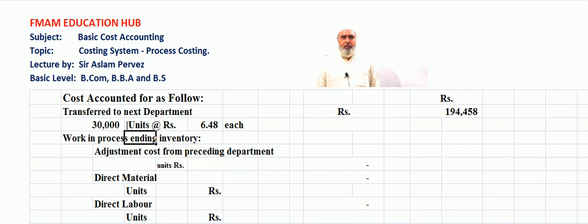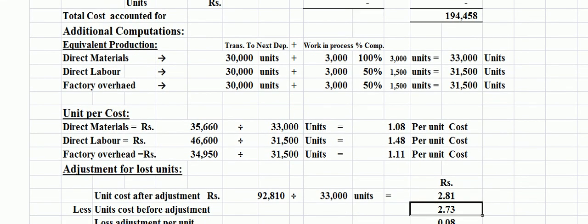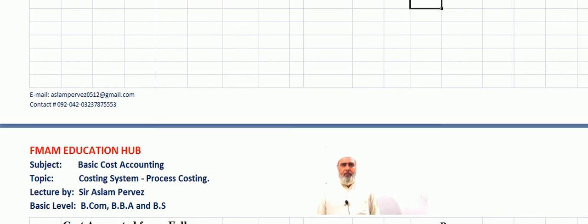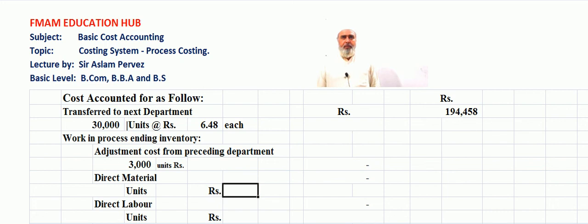Work in process ending inventory, adjustment cost from preceding department. 3,000 units is the receiving department, and the final cost adjusted by unit cost is this.